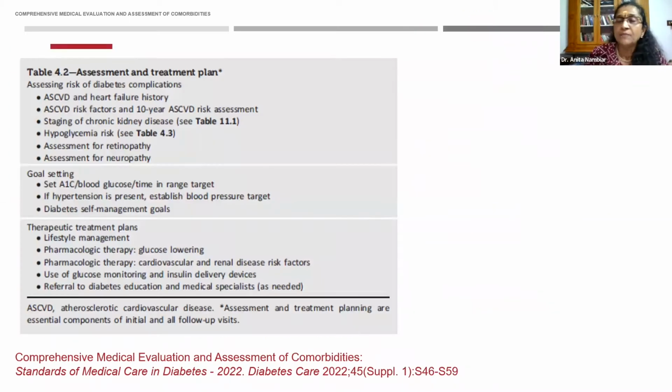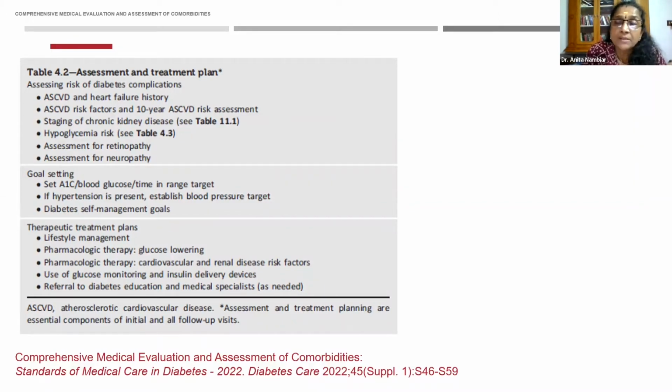Now, I have finished all about the history and physical examination. Now we have to do the assessment, to find out what treatment plan should be given to such patients. For that, we have to assess the risk for diabetic complications, which includes atherosclerotic cardiovascular disease risk assessment, whether the patient has any history of heart failure or cardiac problem, staging of chronic renal disease, hypoglycemia risk, assessment for retinopathy, and assessment for neuropathy. All these have to be assessed.